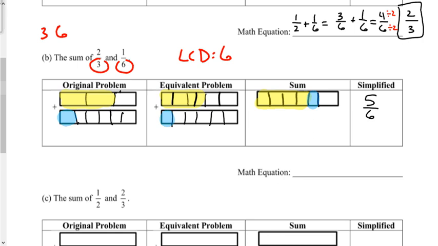5/6. If we were thinking about this in terms of a mathematical equation, though, I would say 2/3 plus 1/6 is going to become 4/6 plus 1/6 makes 5/6. Okay.